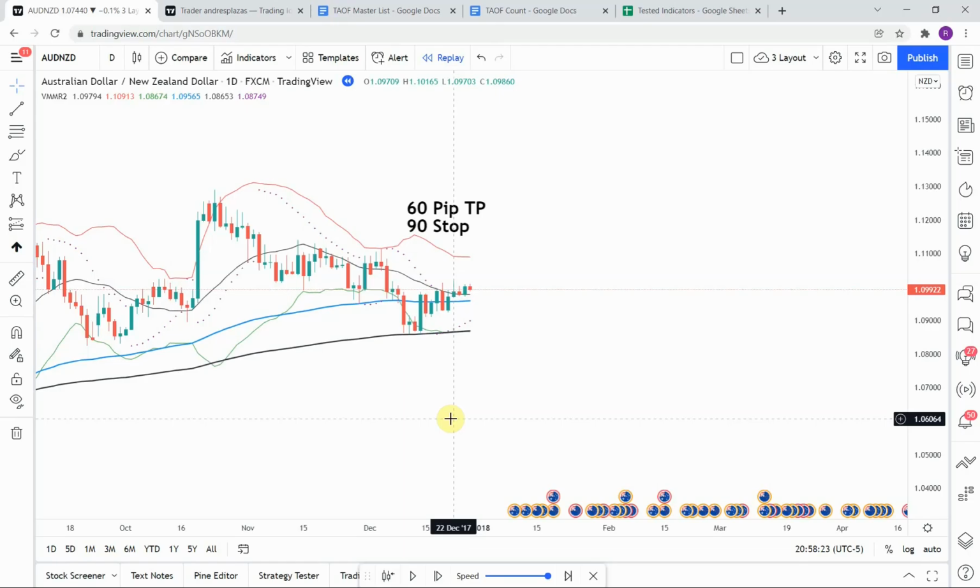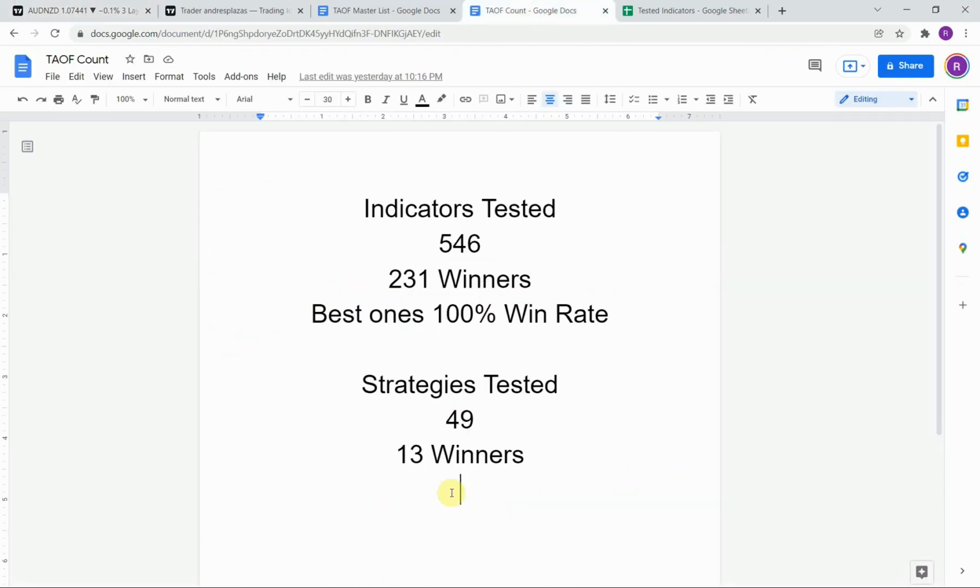Alright, as I said, today we will be testing the VMMR2 indicator. Before we do though, I wanted to put the testing scoreboard up for everyone to see. So to date, we have tested a total of 49 different strategies, with 13 of them being profitable. We have also tested a total of 546 indicators, with 231 of them being winners.